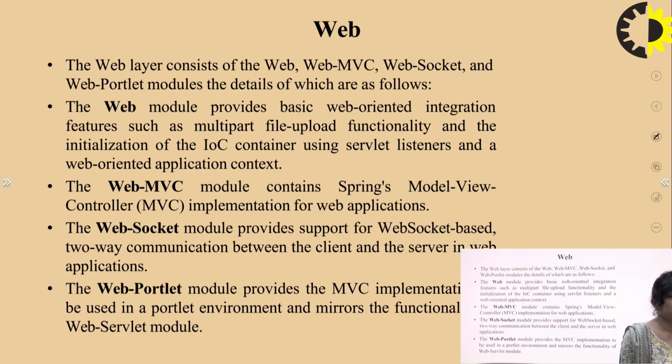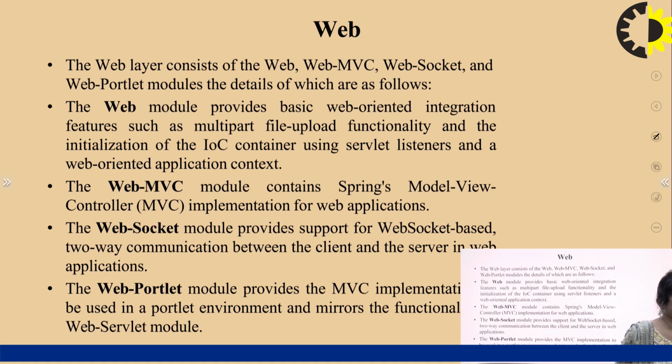The next layer is web. The web layer consists of the web MVC, WebSocket, and web portlet modules. The web module provides basic web-oriented integration features such as multi-part file upload functionality and the initialization of the IoC container using servlet listeners and a web-oriented application context.